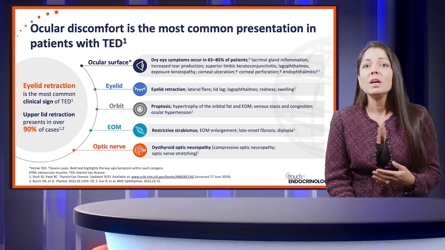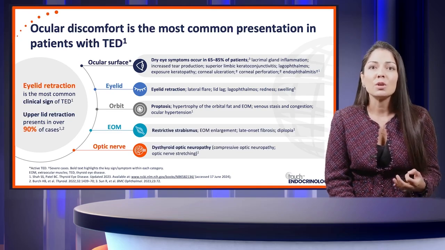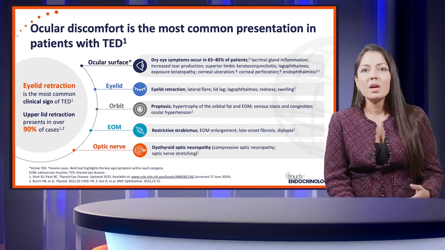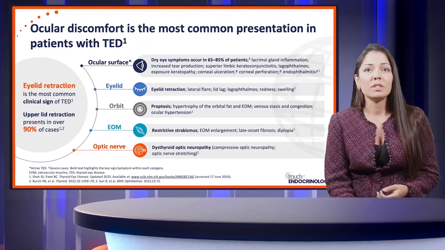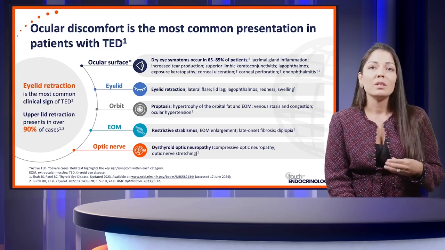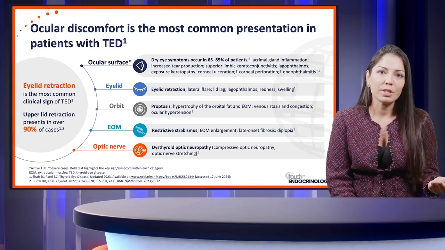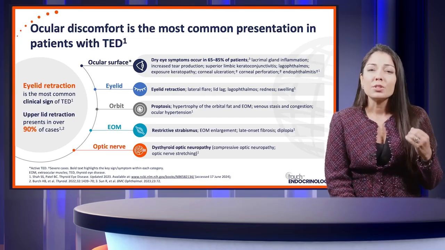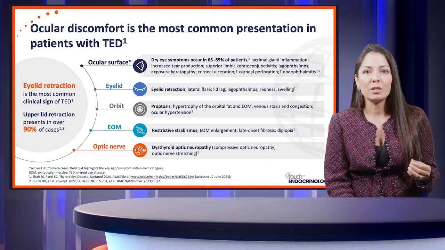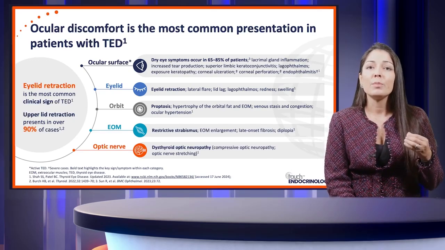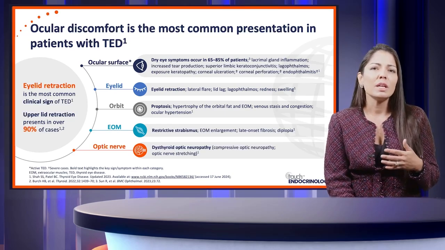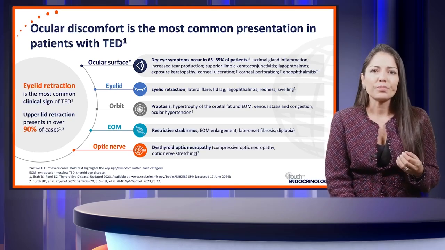Oftentimes, patients can have difficulty with eyelid closure or blinking, which can cause their cornea to be exposed. And if very severe, this could result in a scratch of the cornea, an infection, even a corneal ulcer or perforation. Another extremely common thing that we see in our patients is eyelid retraction. This occurs in up to 90% of patients that have thyroid eye disease, and it's very aesthetically bothersome.